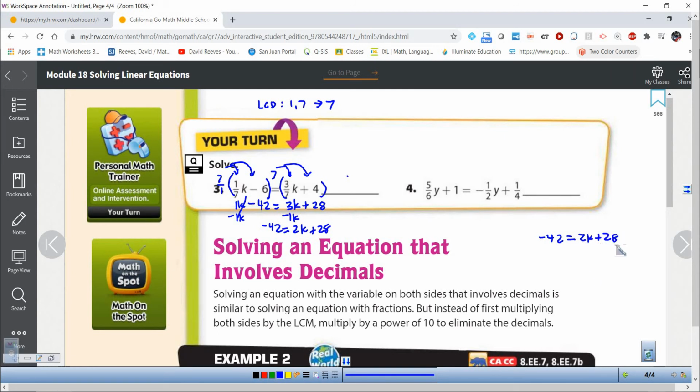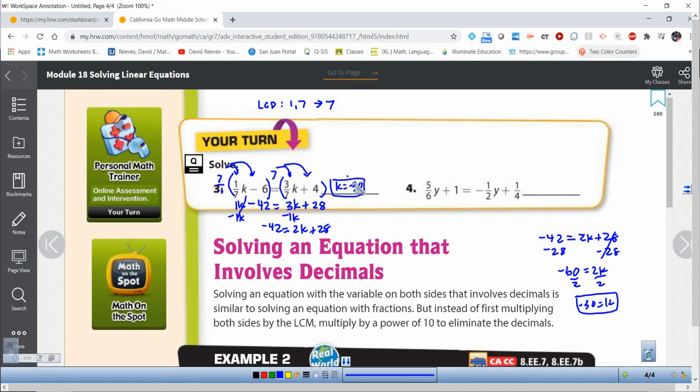All right, so now I have that two-step equation. Opposite operations in the opposite order. Instead of multiplying and then adding, I'm going to subtract and then divide. All right, negative 42 minus 28 is going to give me a negative 70. And then I'm going to divide that by 2, and I get negative 35 is equal to k. All right, so the answer is k equals negative 35.